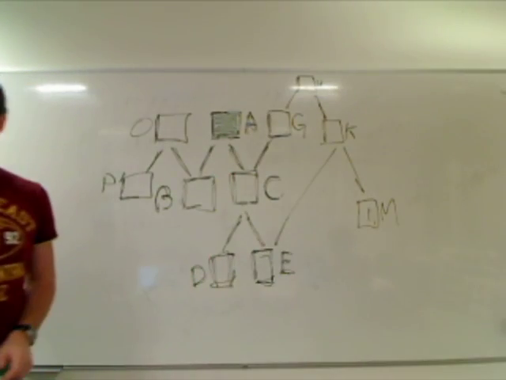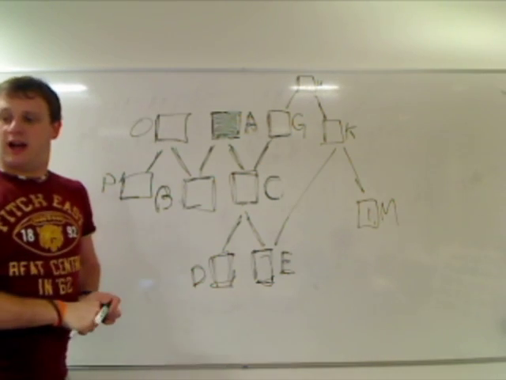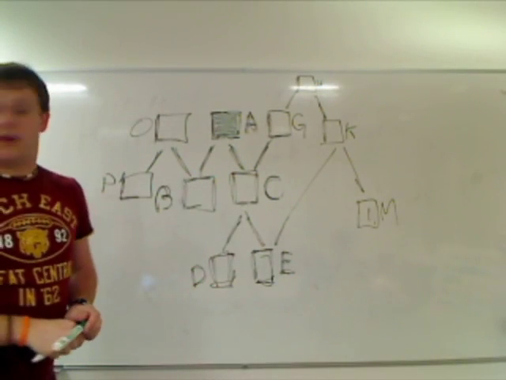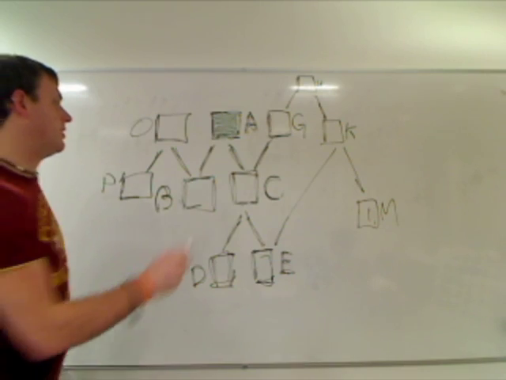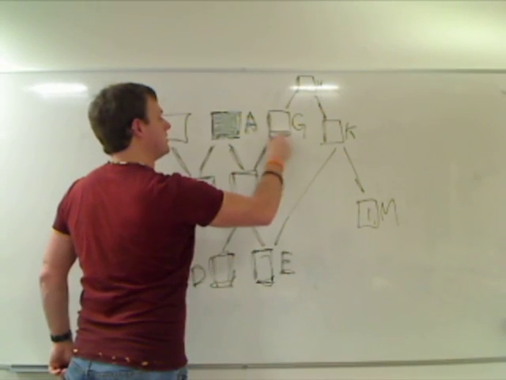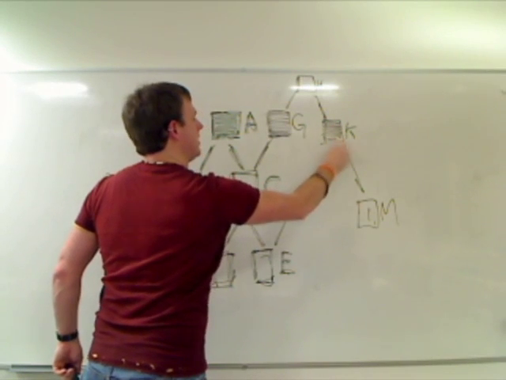Right, so A is one of our goal services. G is going to be one of our goal services. And K is going to be one of our goal services. H isn't, we don't care.